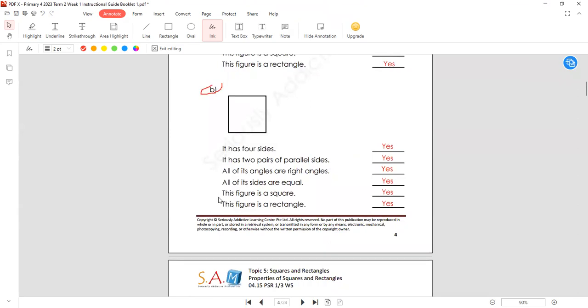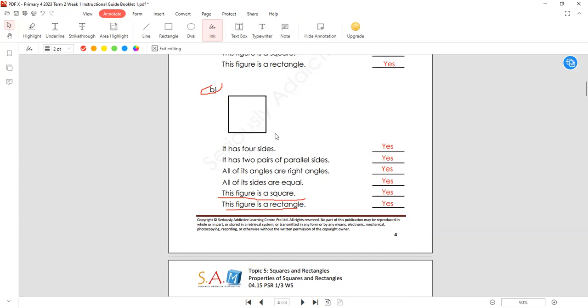Now, this is a very tricky one. The figure is a square. Most would say yes. And the figure is a rectangle. Most would say no. But actually, by definition, a rectangle is a quadrilateral with 4 sides, with opposite sides of the same length and angles of 90 degrees. So if they indicate that this is a rectangle, it is correct, because a rectangle has 4 sides and the opposite sides are equal.